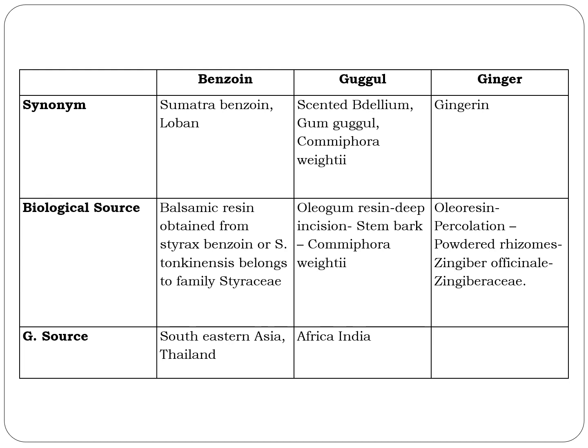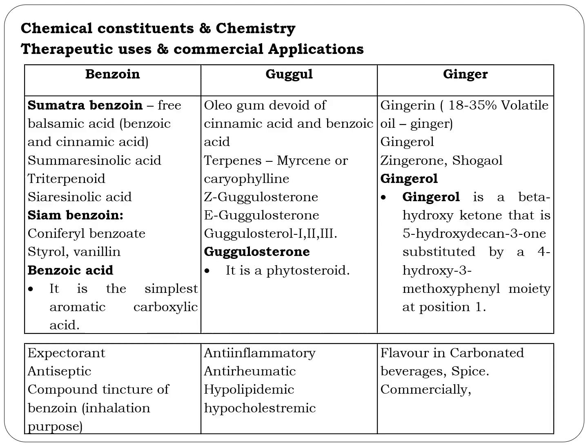Coming to Guggul, it is commonly called Indian bdellium, gum guggul and Commiphora wightii. It is an oleogum resin which is obtained upon deep incision in the stem bark of Commiphora wightii. It is widely distributed in Africa and India. Ginger is commonly called gingerin. It is the oleoresin which is produced after percolation of powdered rhizomes of Zingiber officinale, family Zingiberaceae.